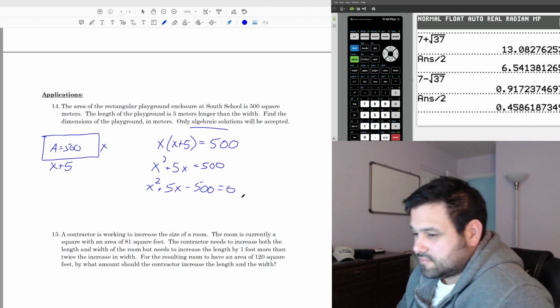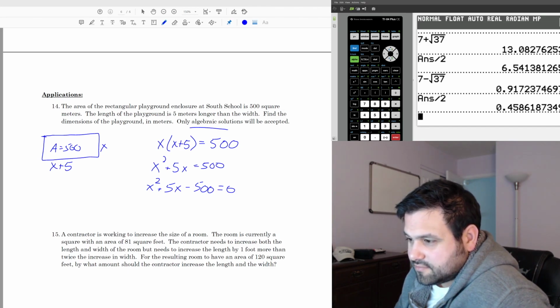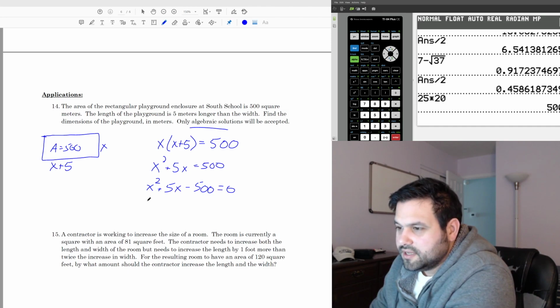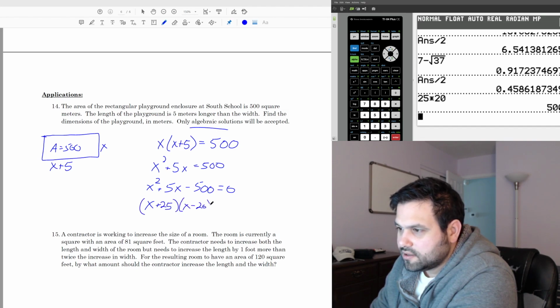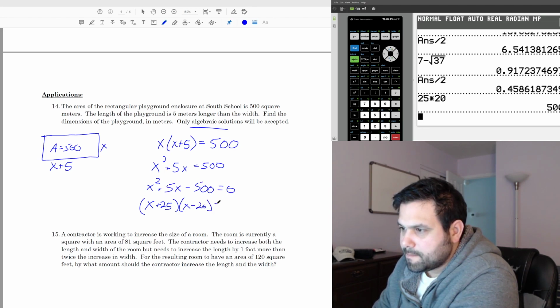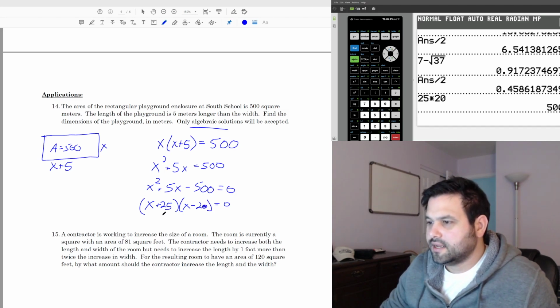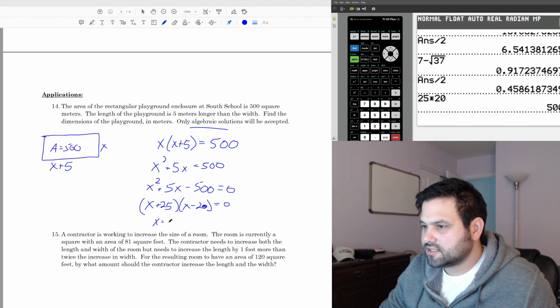25 and 20, right? Yeah, 25 and 20. So that would be x plus 25 and x minus 20, because that way we will get a negative 500 and we'll get a positive 5 when we add them. And so our solutions would be either x equals negative 25 or x equals 20.